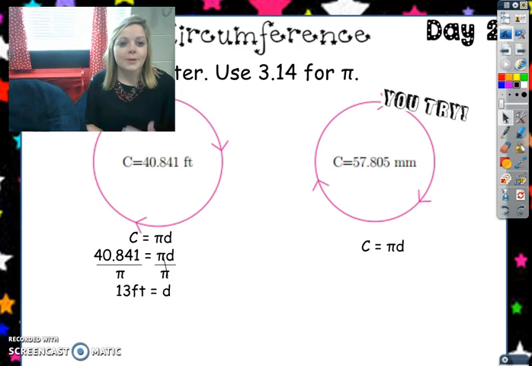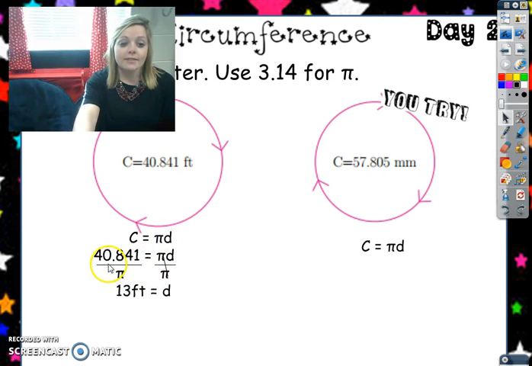Okay, so I'm going to explain the problem as Ms. Davenport writes it on the board. For the first example, which is already on the screen, we see that the circumference is already given to us as 40.841 feet. So we're going to use our formula, C equals pi times the diameter, and plug in what is already given to us.